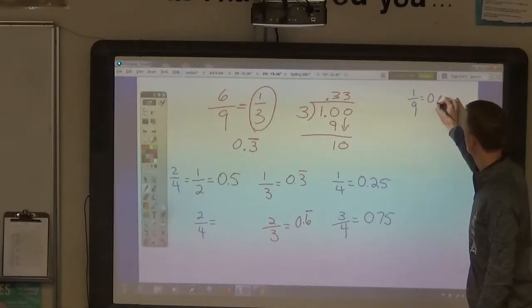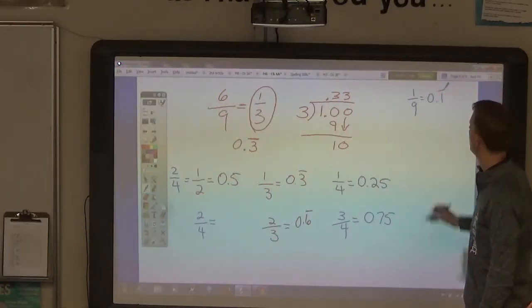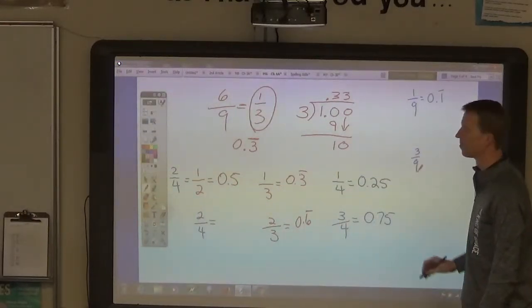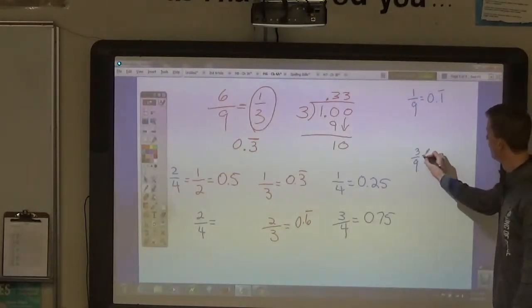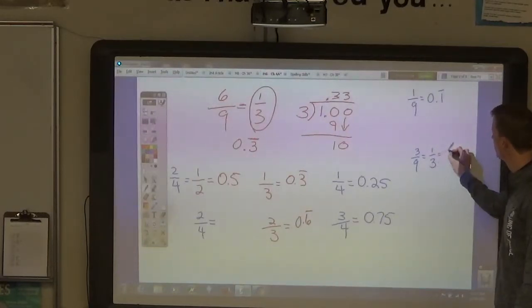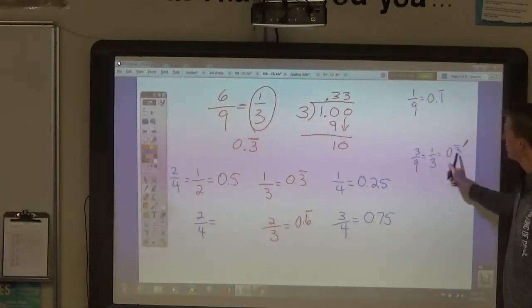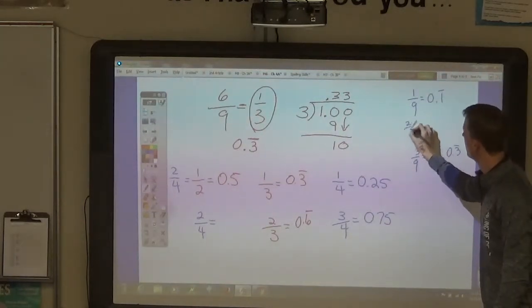0.1 repeating. Yep. What was 3/9? I'm going to show you a pattern here. Max? It would be 3 repeating? Yeah, because that's 1/3, isn't it? So that's 0.3 repeating.